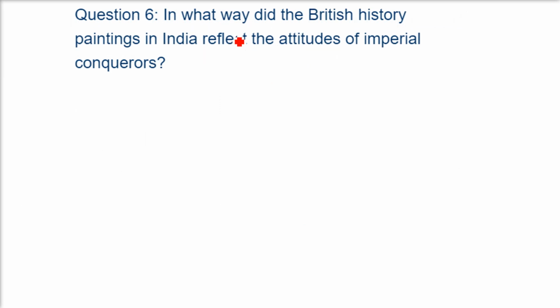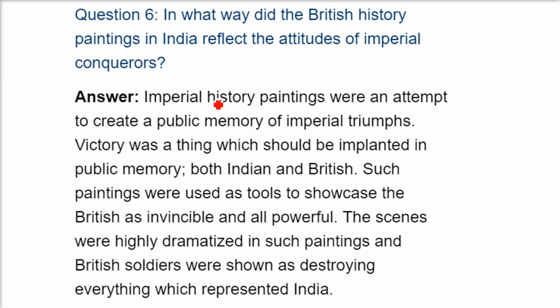In what way did the British history paintings in India reflect the attitudes of imperial conquerors? Imperial history paintings were an attempt to create a public memory of imperial triumphs. So victory was a thing which should be implanted in public memory, both Indian and British. Such paintings were used as tools to showcase the British as invincible and all-powerful. The scenes were highly dramatized, and British soldiers were shown as destroying everything which represented India.